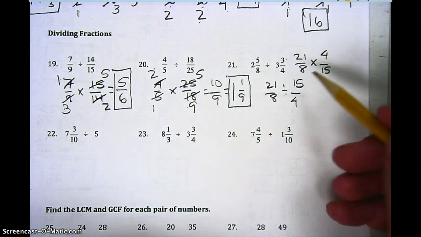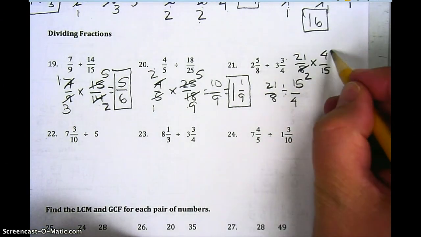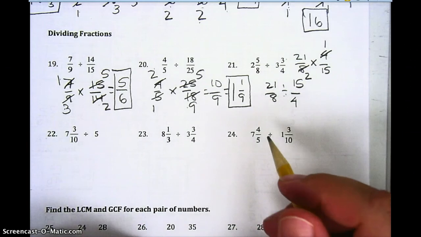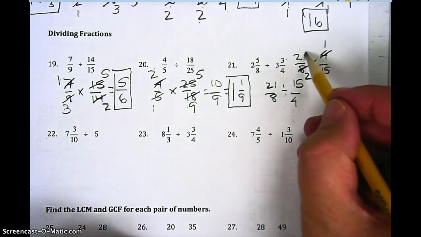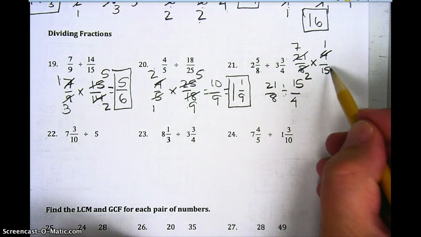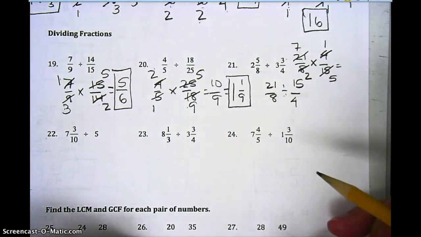So if I look at 4 and 8, 4 divides them both. 8 divided by 4 is 2. 4 divided by 4 is 1. And I look at 21 and 15. 3 divides both of those. 21 divided by 3 is 7. 15 divided by 3 is 5. Now I can multiply the top and multiply the bottom.